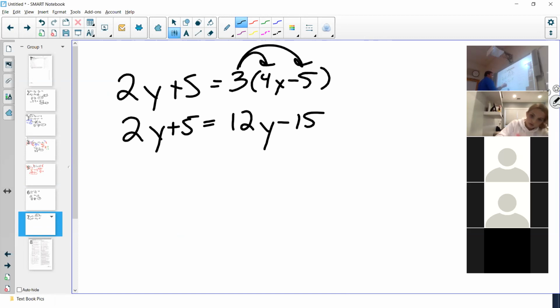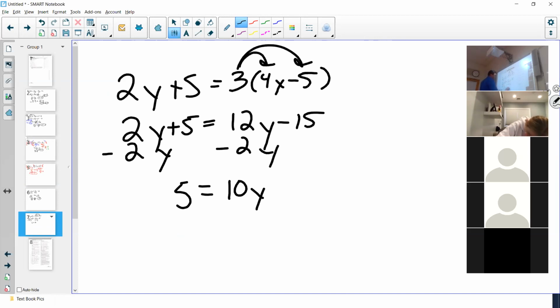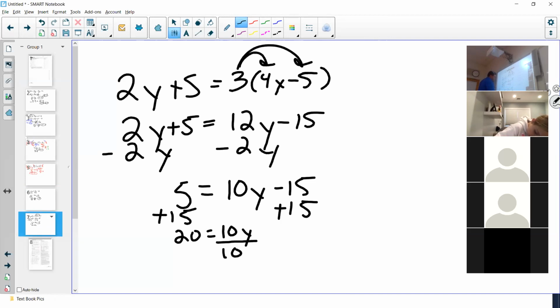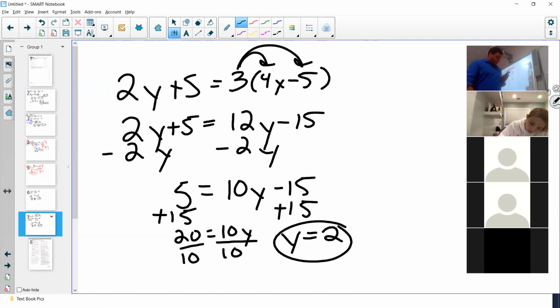Let me finish it. Move the smaller y from 2y and 12y, 2y is smaller. Subtract 2y on both sides. 5 equals 10y minus 15. Sheva, you're right. Jacob, you're right. Plus 15 on both sides. 20 equals 10y. Divided by 10, divided by 10. y equals 2. I did that pretty quickly, so if you have any questions, don't be afraid to ask.